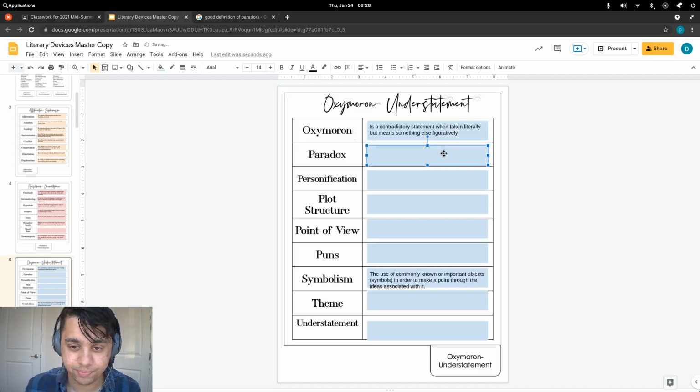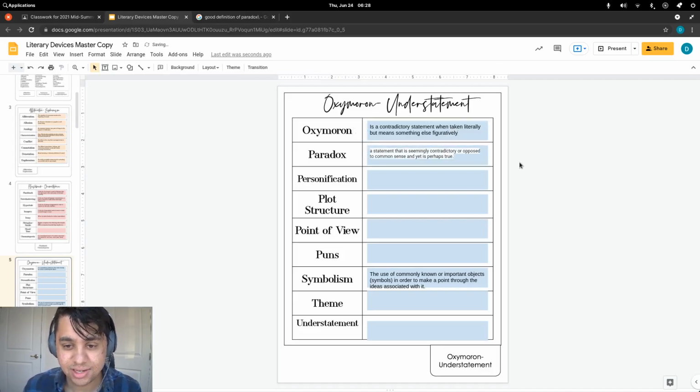There we go. Boom. A statement that is seemingly contradictory or opposed to common sense and yet is perhaps true. I like that as a definition. Here's my best example of a paradox. And it's a thought experiment.